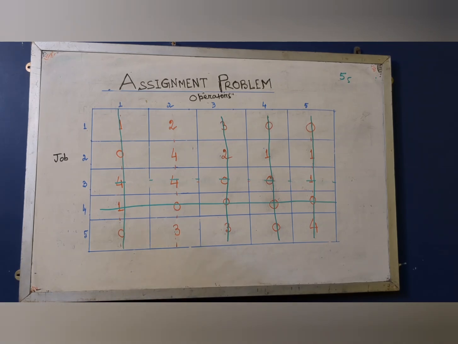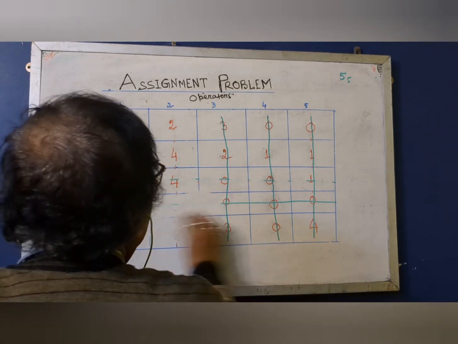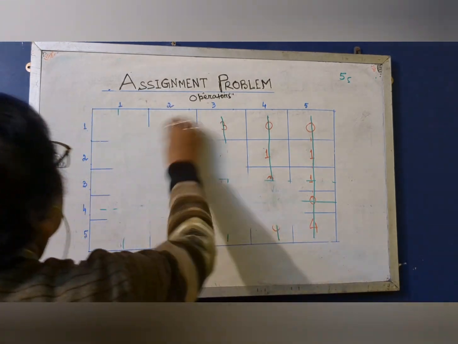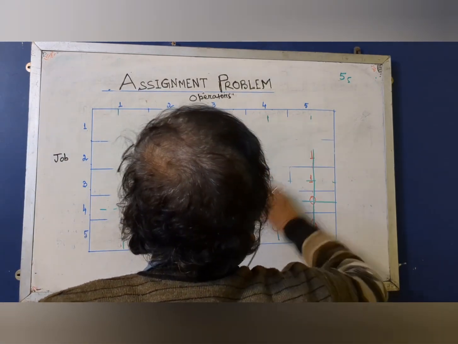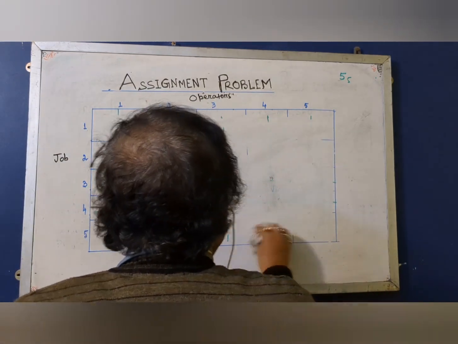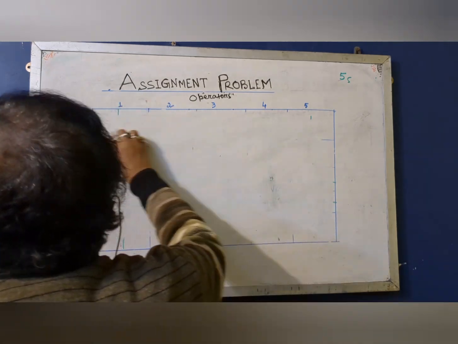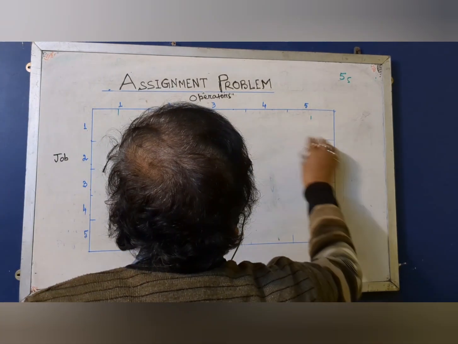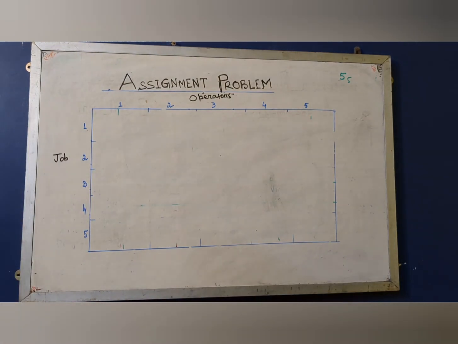Okay. Now it is better to draw a fresh matrix, otherwise it will be a bit clumsy. Okay, just checking: 1 2 3 0 0 0 4 2 1 1 4 4 0 0 1 1 0 0 1 0 0 0 3 3 0 4. Now I am erasing this matrix and writing a fresh one for the next process of allocation.